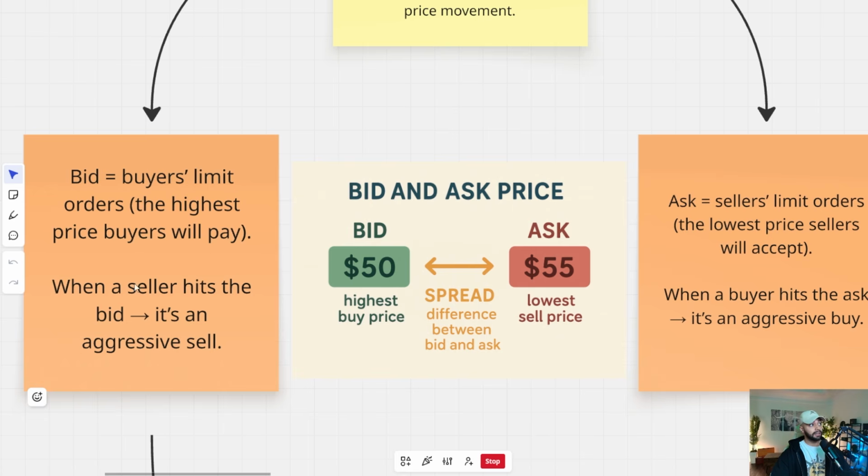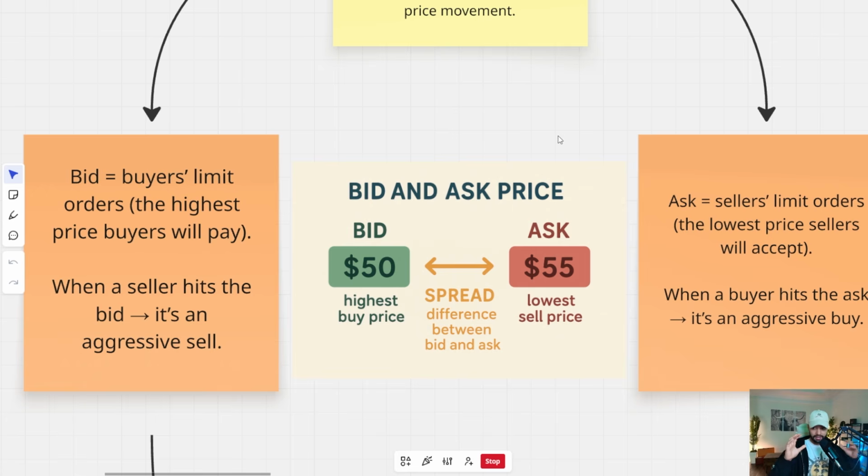So when a seller hits the bid, it's an aggressive sell because this seller is selling at a cheaper price, right? If a seller is selling at a cheaper price, he's being aggressive. Just think about it, right? You want to buy low and sell high. So if you're willing to sell at a cheaper price, you're being aggressive. You want to get it right now. It's the exact opposite for the other side. So ask is the seller's limit orders, the lowest price sellers are willing to accept.